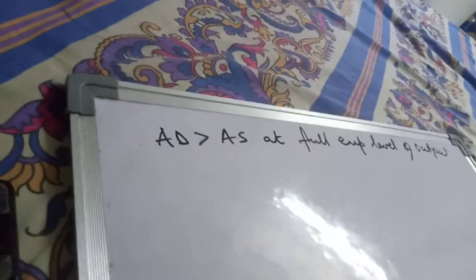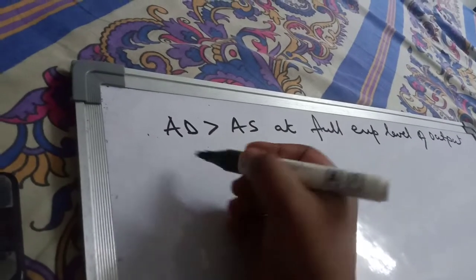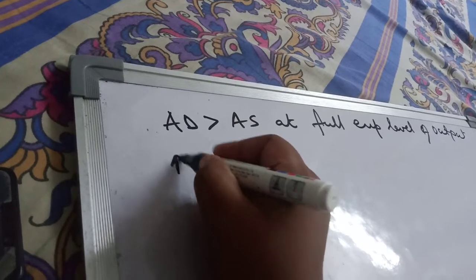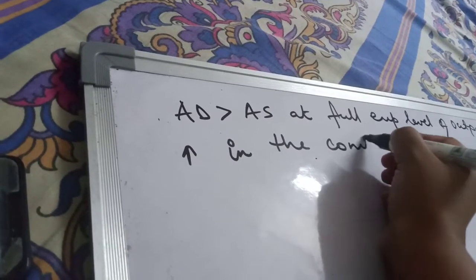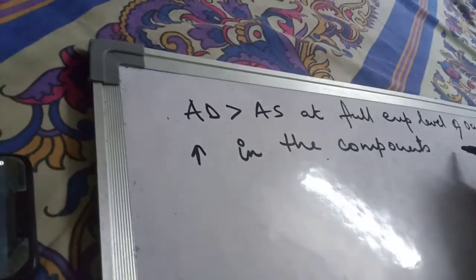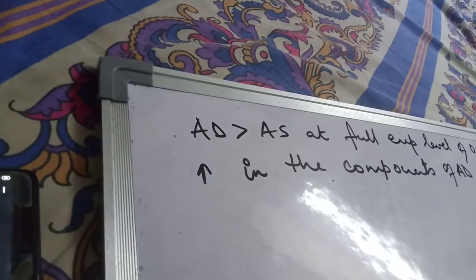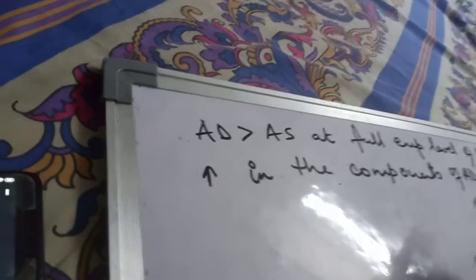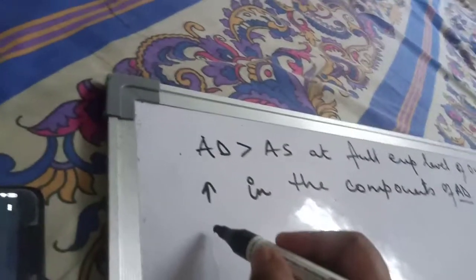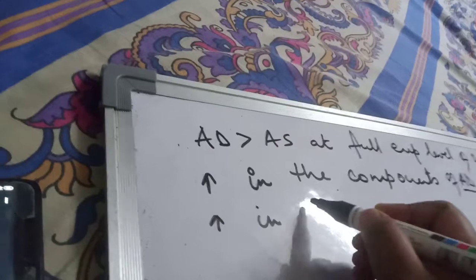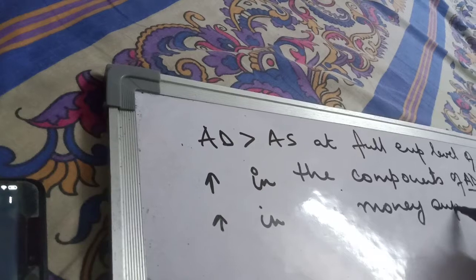Now there are reasons for which this might happen. The reasons are very simple. It is basically an increase in the components of aggregate demand, if you remember the components. And why do the components of aggregate demand increase? That is because of the increase in the money supply.